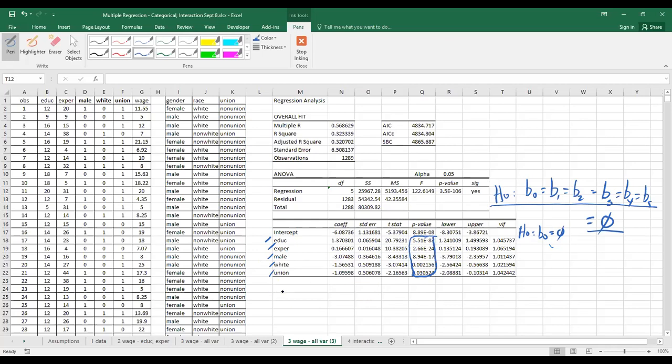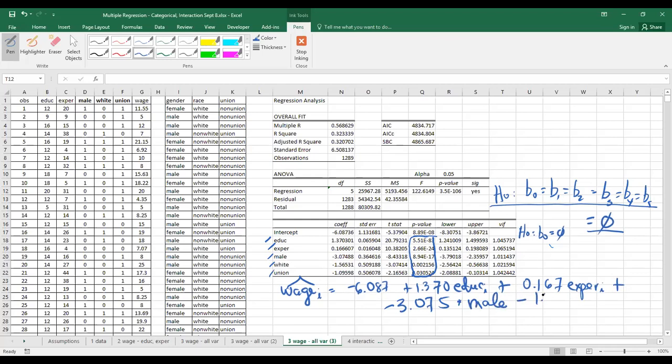So ang ibig sabihin niyan, yung model natin, wage of i equals negative 0.8087 plus 1.370 education plus 0.167 experience plus negative 3.075 times male minus 1.565 times white minus 1.096 times union.